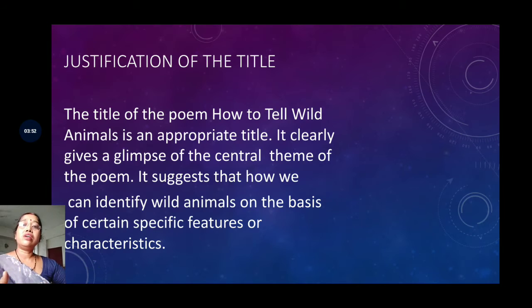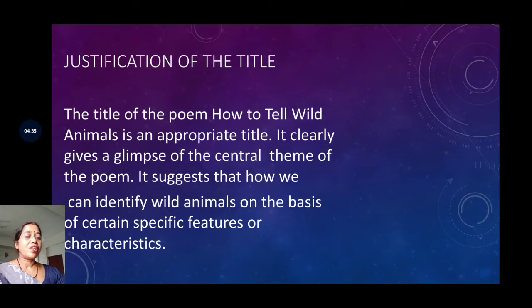Now we will take up the next part, that is the title. How far this title is just, how far it is an appropriate title. So this is the justification of the title. Now students, when we see this title, How to Tell Wild Animals, definitely it is an appropriate title. It clearly gives a glimpse of the central theme of the poem. It suggests how we can identify wild animals on the basis of certain specific features or characteristics. So this is an appropriate title. The title has been justified.